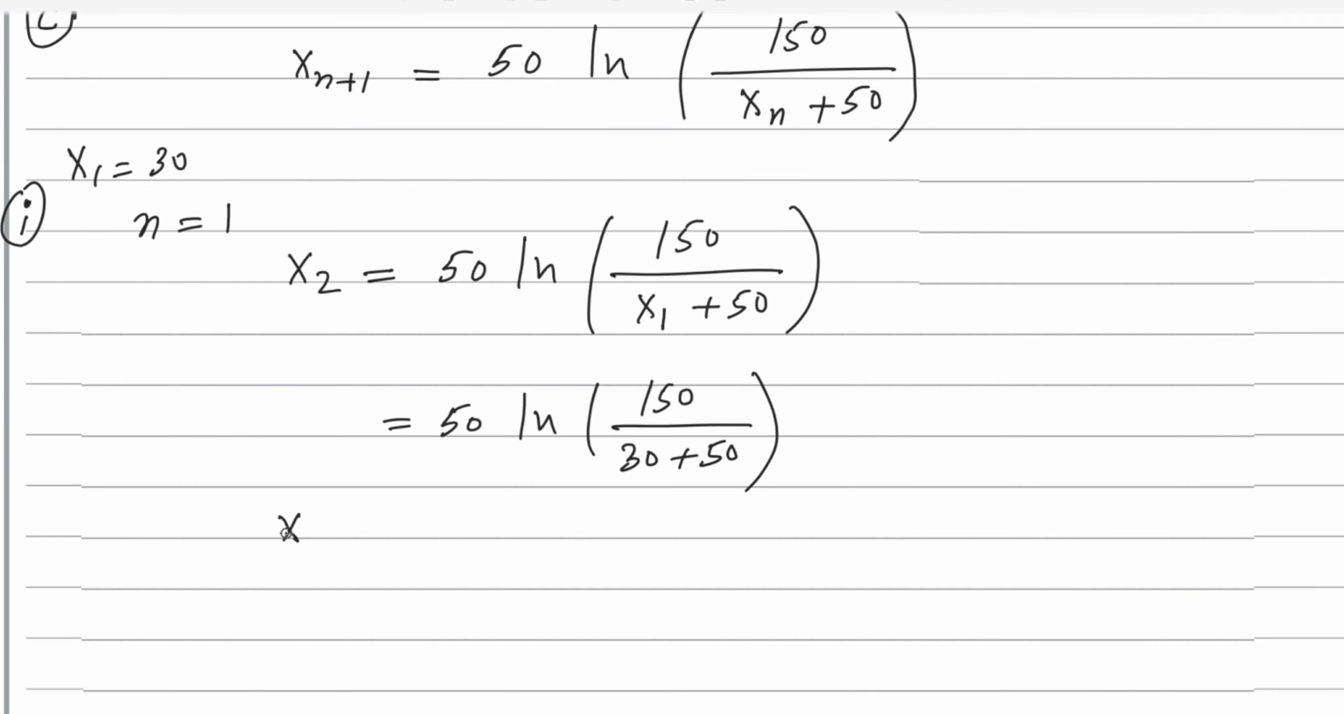By using a calculator you will get the answer to 2 decimal places, as required in the question. As is in your calculator, you get the answer. It is 31.43 to 2 decimal places. So this is the answer for the first part of this one.